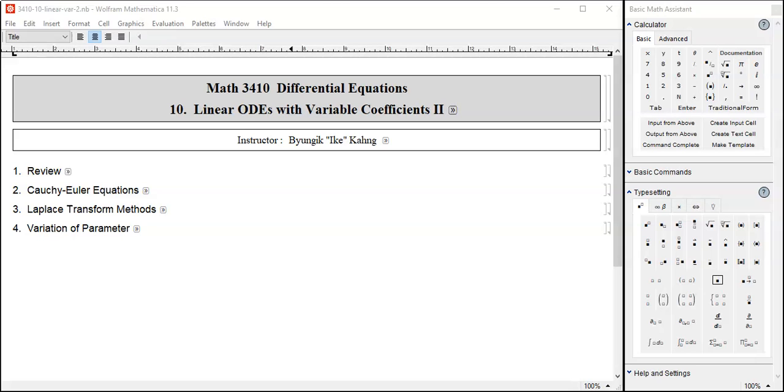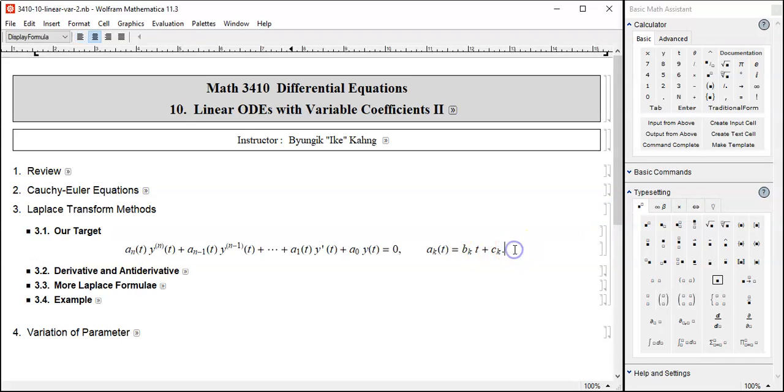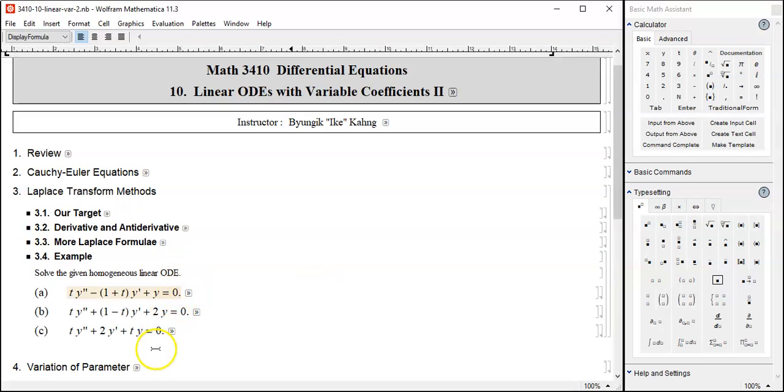Hello students, welcome back. Let's go to section 3 and let's try to complete it this time. Our target is this kind of equation: homogeneous linear ODEs with variable coefficients where each coefficient function is a linear polynomial of t. We went through one example like this before and we have a couple more and let's try to complete it.